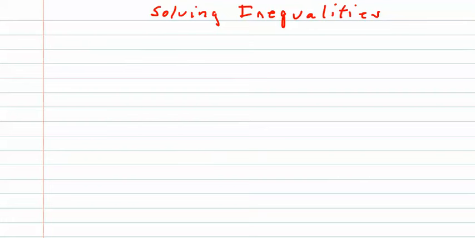Hello. This is a very short presentation on solving inequalities that involve "and" or "or". Our first inequality will be with the word "or". Negative 2x is greater than or equal to negative 2, or 5 plus x is greater than 8.